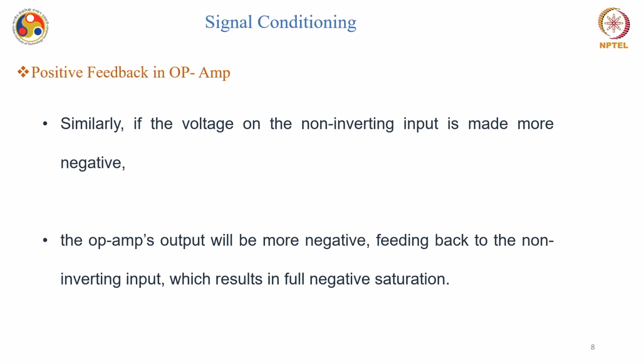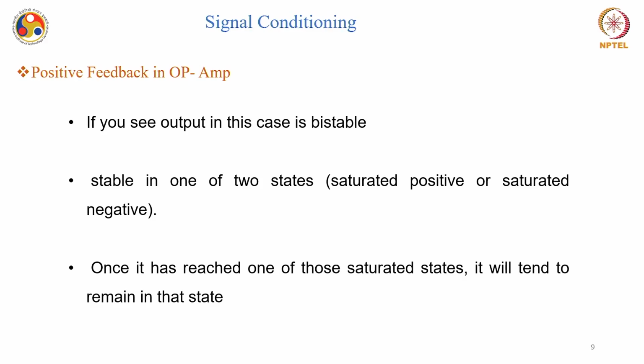Similarly, say if the voltage on the non-inverting input is made more negative, the op-amp's output will also follow it and will become more negative. Now the feedback is again to the non-inverting terminal, and this will result in full negative saturation. So in one case you are achieving full positive saturation, while in another case when you are feeding a negative voltage you are achieving a full negative saturation. It means that the output in this case is a bistable operation, or bistable output. It is stable in one of the two states, either in the positive saturation or in the negative saturation.